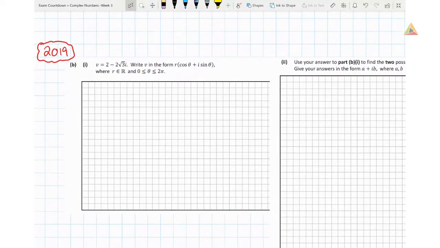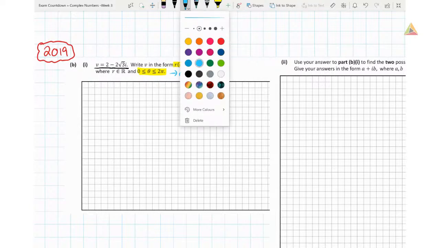and it's question part B. Okay, so to start with, we're given a complex number. V is 2 minus 2 root 3i. The first thing we're asked to do in part 1 is to write our complex number in this form. In other words, change it to polar form. But be careful in this question. Look what they're telling us about the angle. The angle needs to be somewhere between 0 and 2 pi. In other words, our calculator must be in radians. That's our hint to put our calculator in radians.